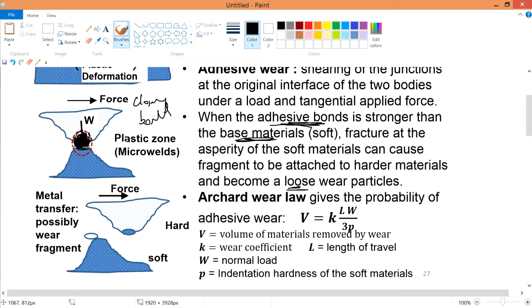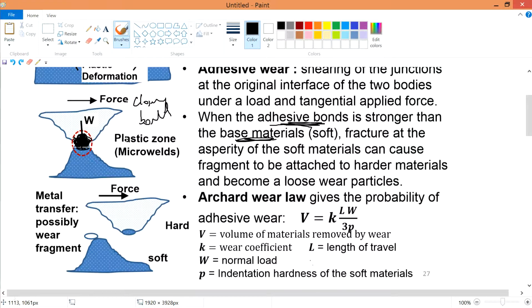Therefore, this particular part becomes loose wear particles. It's kind of sticking onto it, but it's a bit loose and it may drop off, so it may become debris. Nonetheless, take note of the actual wear law, where V is the volume of material removed by the wear, and the rest I think you know what is going on.